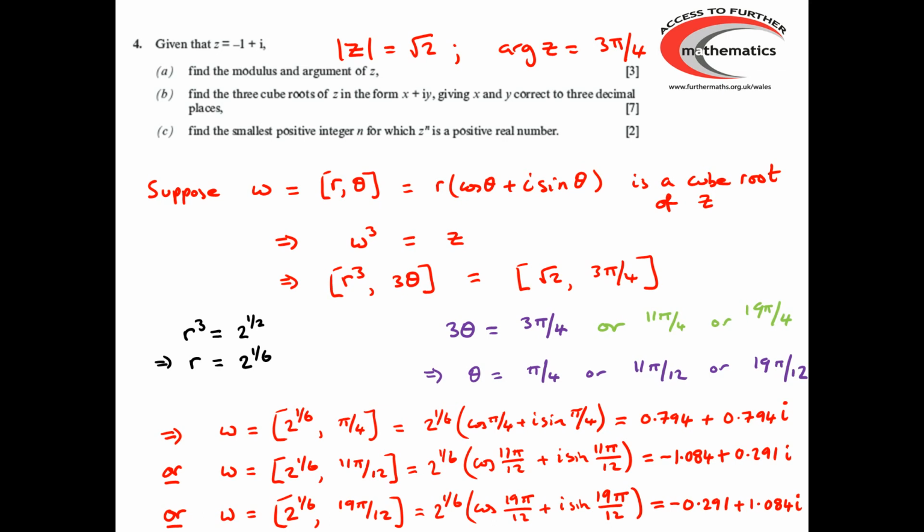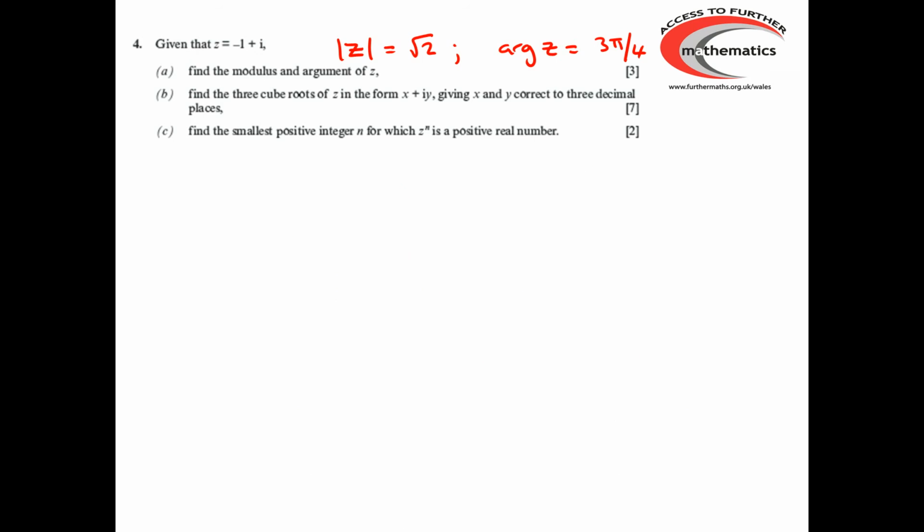Moving on to the final part of the question, we know that the modulus of z is root 2 and the argument of z is 3 pi by 4, so z to the n is going to have a modulus of root 2 to the n and an argument of n times 3 pi by 4.